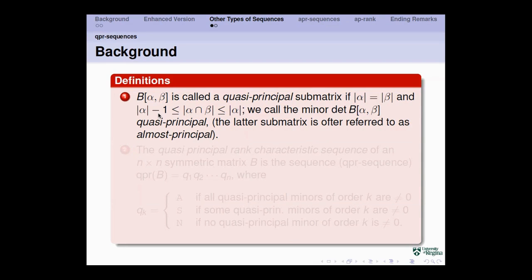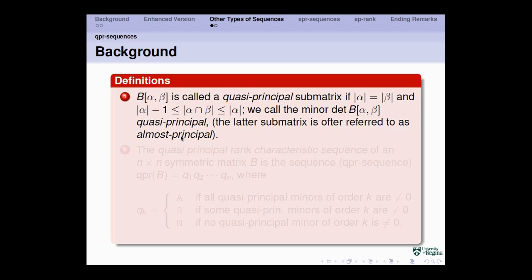So what does this technically mean? Well, if equality holds here, then I'm just back to good old principal submatrices. That means alpha has to be the same as beta, and that's something I've talked about previously. However, if equality holds here in this lower inequality, then what does this mean precisely? This means that the index sets alpha and beta differ in exactly one index. Okay? And if you have a submatrix that's square, and the row and column set differ in exactly one position, that's called an almost principal submatrix. And so that relates back to the title of my talk, the almost principal submatrices.